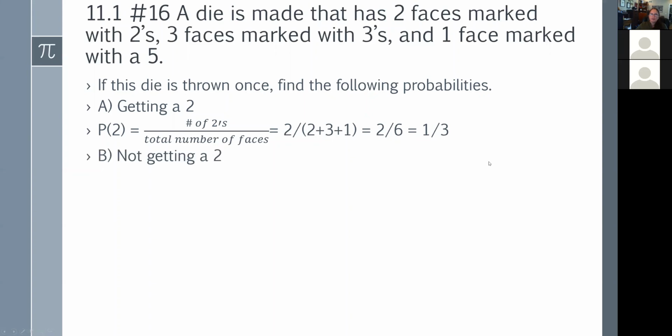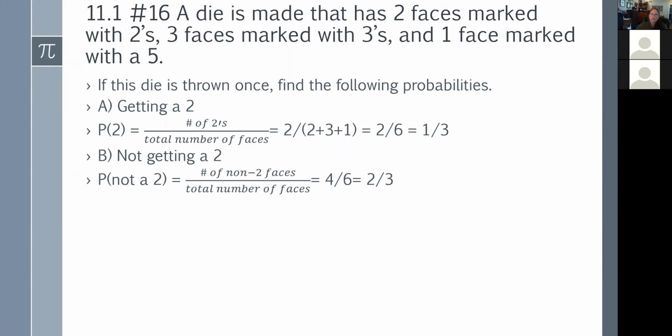The probability of not getting a 2 is going to be the number of faces that don't have the number 2 on them out of the total number of faces. And since there's 6 faces, and 2 of the 6 have a 2 on them, then, oh, the audio keeps cutting in and out. You're only hearing bits. Okay, thank you.